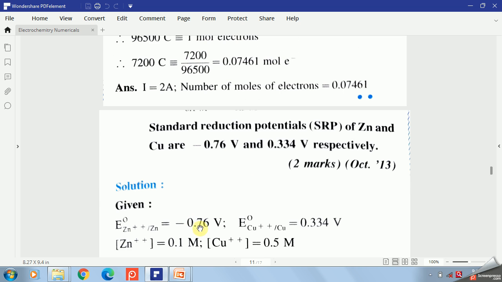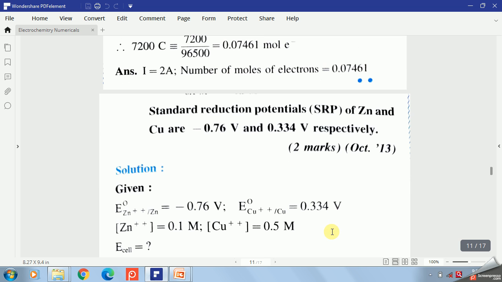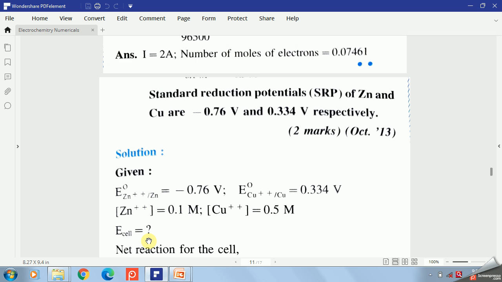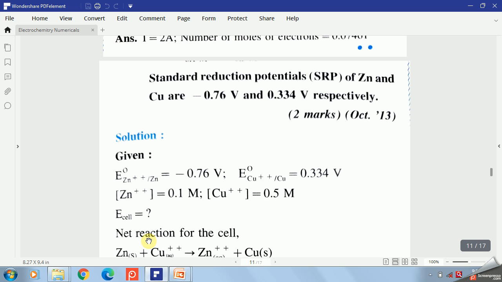SRP values are given. For the zinc electrode it is minus 0.76 volt and that of copper is 0.334 volt. The concentration of Zn2+ is 0.1 molar and that of Cu2+ is 0.5 molar. You have to calculate the EMF of the cell at 25 degrees centigrade. So what is the reaction? It is the Daniell cell reaction. Zn solid plus Cu2+ aqueous gives Zn2+ aqueous plus Cu solid.